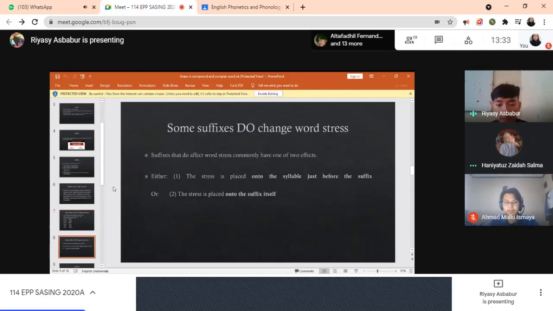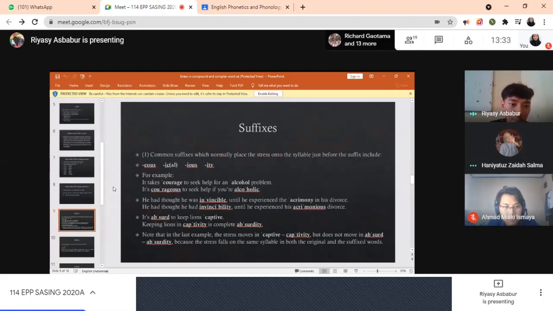Okay, some suffixes do not change word stress. Some suffixes do change word stress. Suffixes that do affect word stress commonly have one of two effects. First, either the stress is placed on the syllable just before the suffix, or the stress is placed onto the suffix itself. Okay, let's take a look at an example.